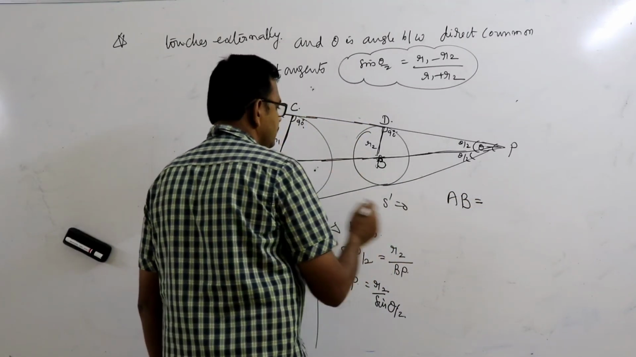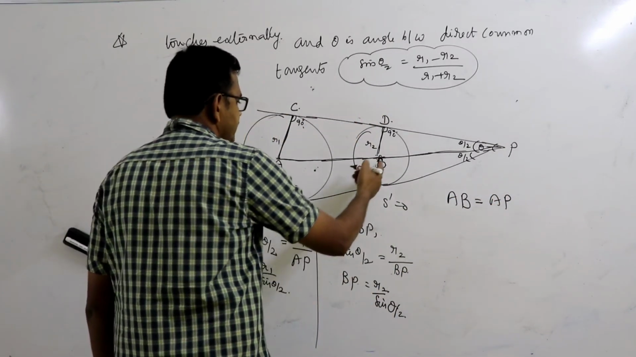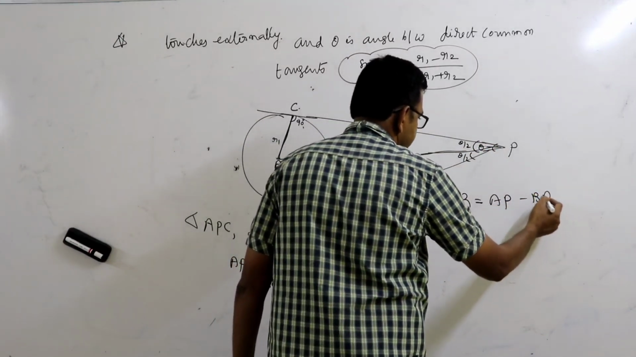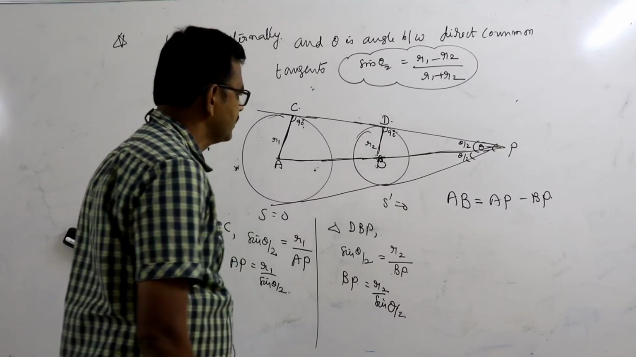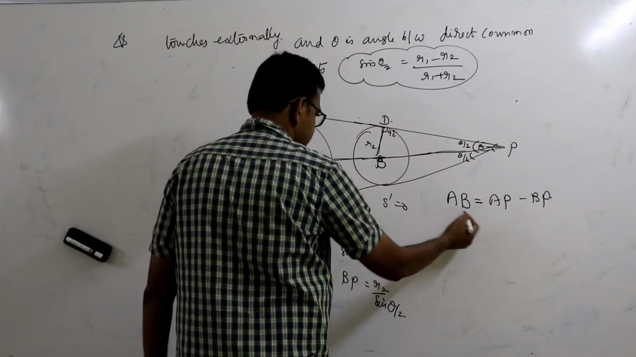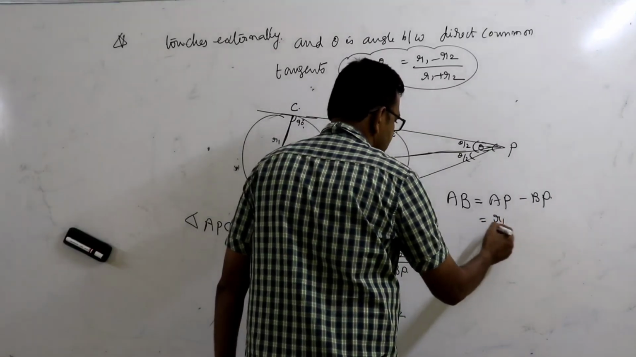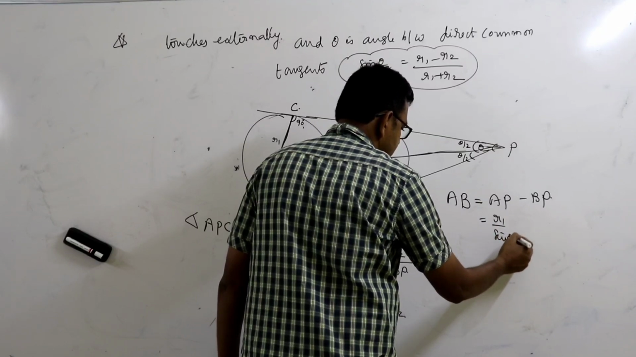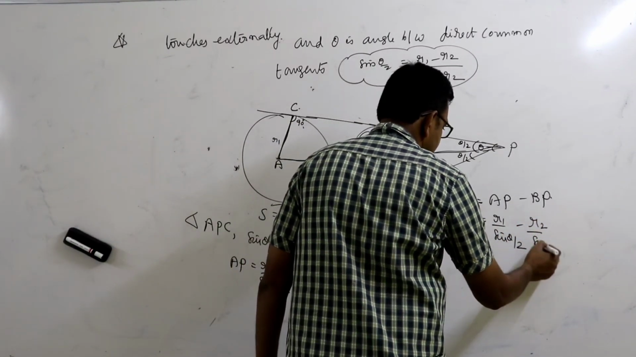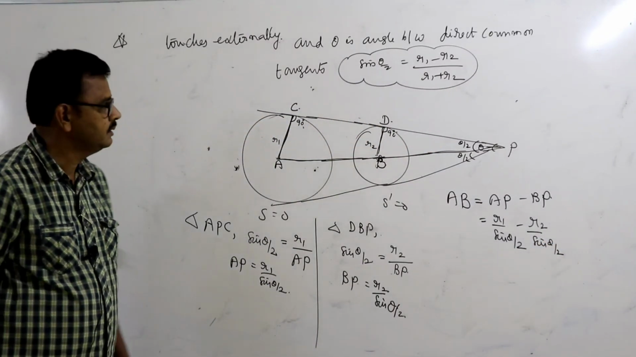AB equal to AP minus BP. So where AP is equal to R1 by sin theta by 2 minus R2 by sin theta by 2.